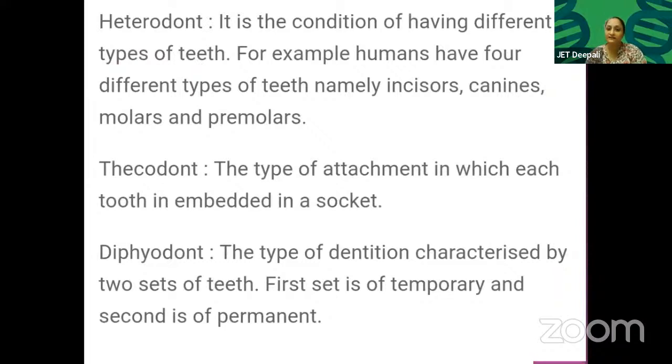Now, heterodont is the condition of having different types of teeth. For example, humans have four different types of teeth, namely incisors, canines, premolars, and molars. Thecodont is the type of attachment in which the tooth is embedded in a socket. Diphyodont is the type of dentition characterized by two sets of teeth, the first set temporary and the second permanent. It means we have milk teeth, and later on we have permanent teeth. So this is called diphyodont kind of dentition pattern.